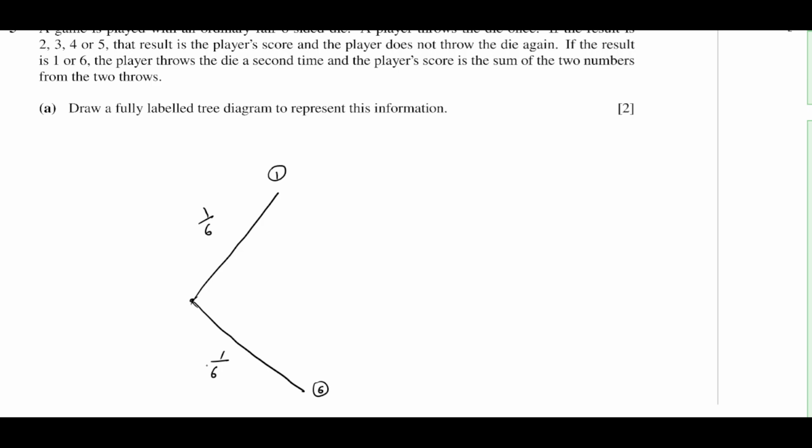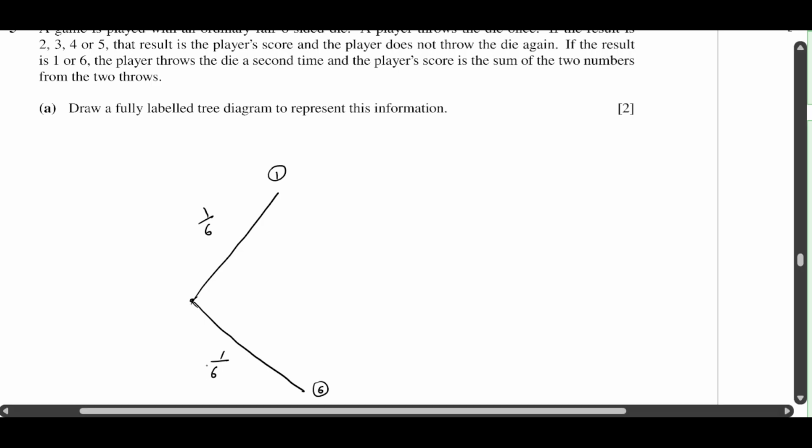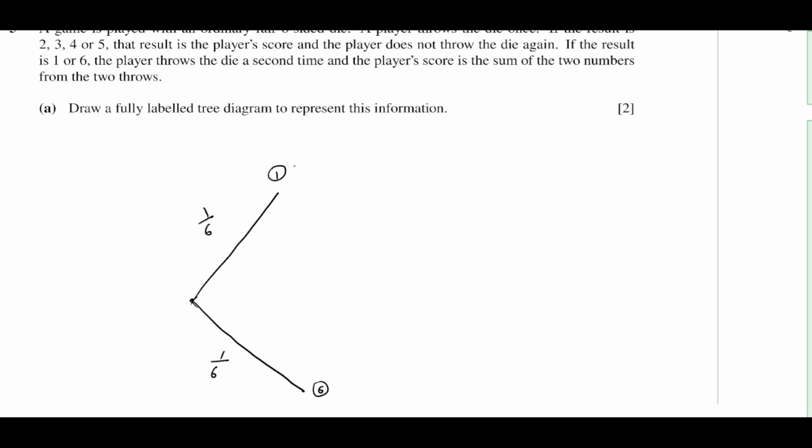What is the question? A game is played with an ordinary fair six-sided die. A player throws the die once. If the result is 2, 3, 4, or 5, then that result is the player's score, and the player does not throw the die again. If the result is 1 or 6, the player throws the die a second time, and the player's score is the sum of the two numbers. Draw a fully labeled tree diagram to represent this information. So I have to simply show this information, but better I will mark the probabilities as well.